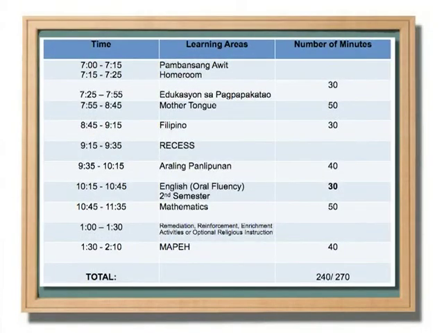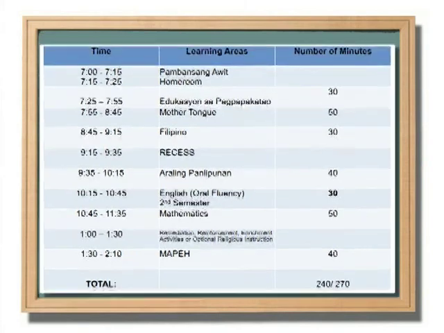In the DepEd order regarding the implementing guidelines of grades 1 to 10 of the K-12, you will find sample class programming like this. The school, however, is encouraged to enrich or tinker with the sample class programming provided in the DepEd order. They may enrich by way of increasing the time allotment or enriching the content of the lesson.